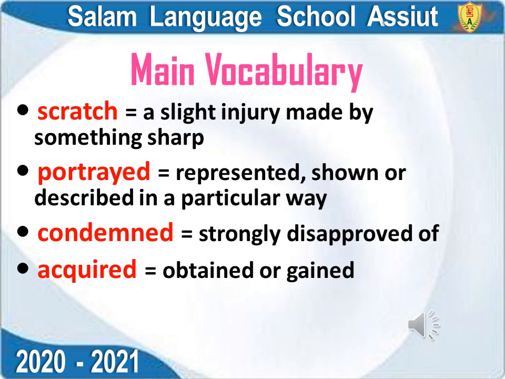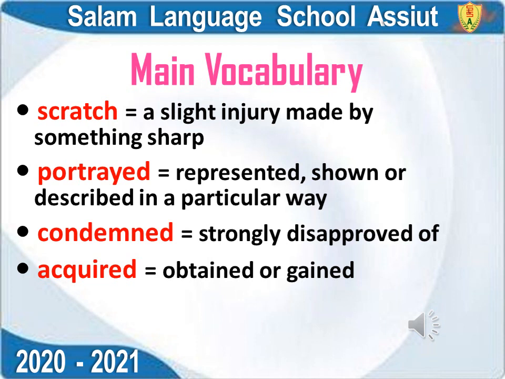The first word is scratch, and a scratch means a slight injury made by something sharp. Something like a scar. For example, when you say, "What is this scratch on your face?" The second word, portrayed. Portrayed means represented, shown or described in a particular way. There is a nice example in your student's book. I think it says the British are often portrayed in American films as villains.